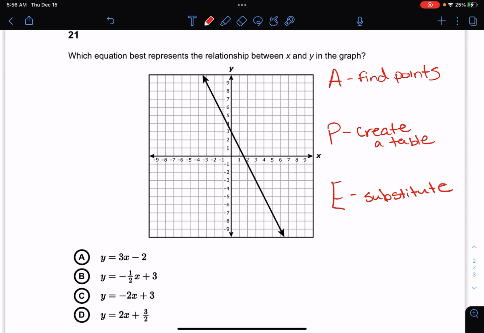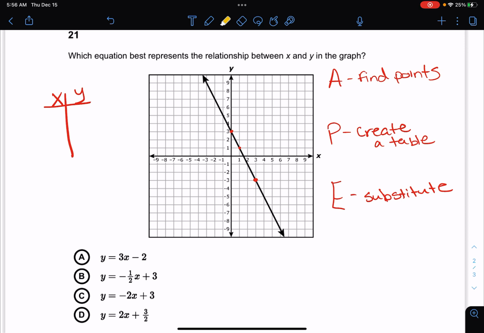So let's go ahead and find our points on our graph to create our table. I'm going to pick my first point, my second point, and then lastly this point down here. Okay, so now we're going to use those to create our table in order to be able to evaluate. So we're doing our plan part now.